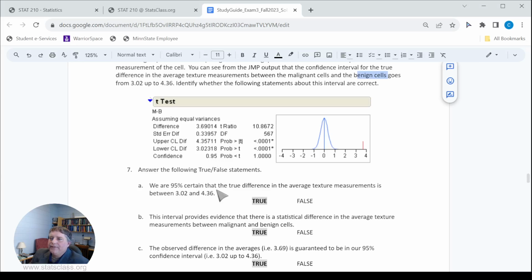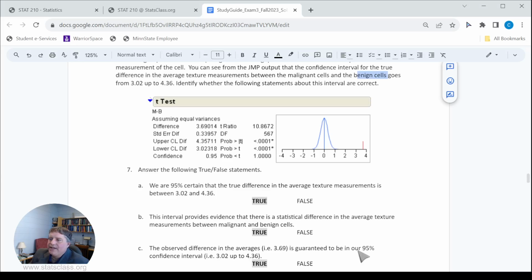So how about A? We're 95% certain that the difference in the average texture measurement is between 3.02 and 4.36. Yep, right there. Does this interval provide evidence of a statistical difference in the two? Yes, it does, because it doesn't capture 0. You can also see that here, because this is the difference test. The probability of the absolute t there is less than 0.05, so you can get that as well.